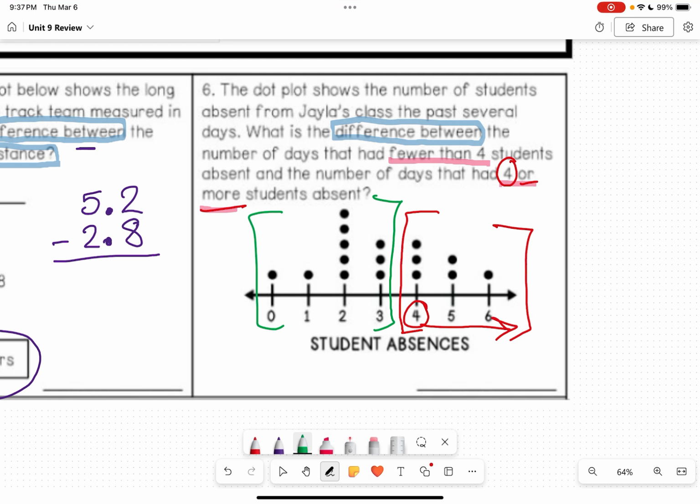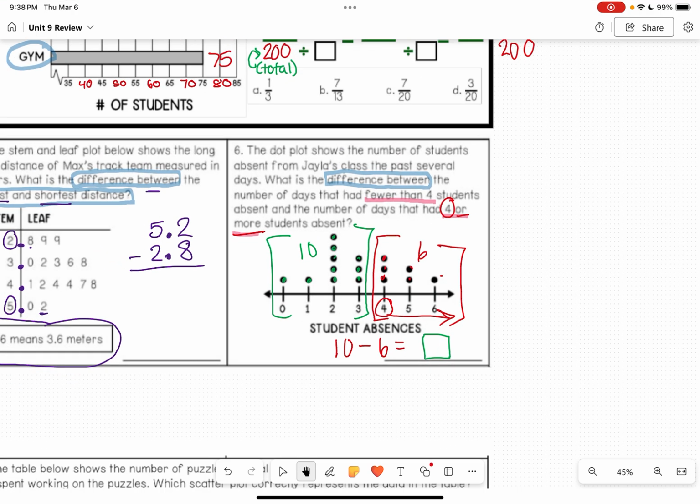So I'm going to start with the green side. 1, 2, 3, 4, 5, 6, 7, 8, 9, 10. This is 10. And on my red side, I have 1, 2, 3, 4, 5, 6. So remember, we are looking for the difference between these 2 groups. Okay, so what you're going to do is 10 minus 6. Okay, you find out what your answer is. All right, next one.